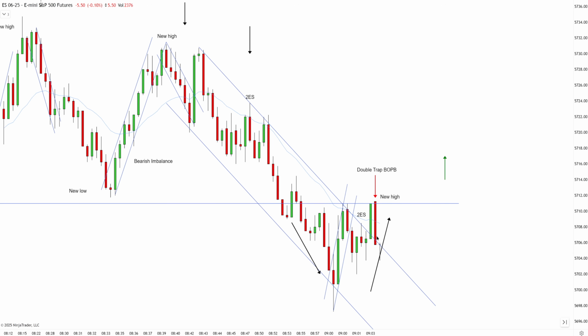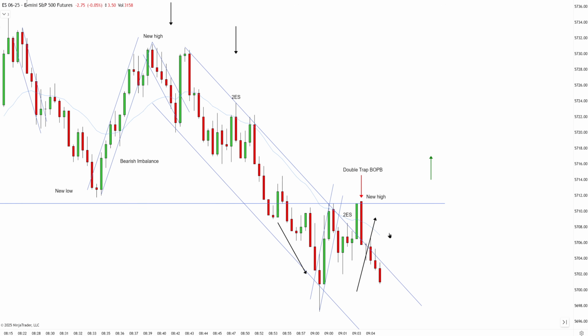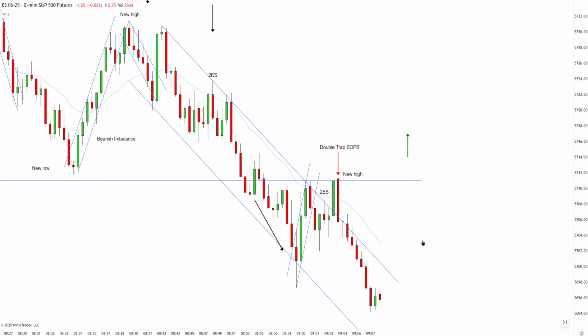I attempted to take this, but because it was quite a big bar, I had my limit order deeper and it never got filled, which is unfortunate because this trade, if you could get filled, generated a significant runner.